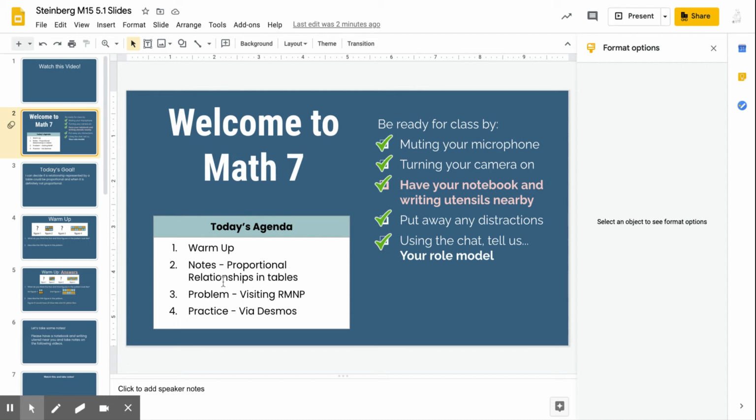So, today you can see in the agenda, there's a warm-up. There's some notes that will be taking place, and there's a practice problem, and then there's a Desmos activity. So I want you to follow along.